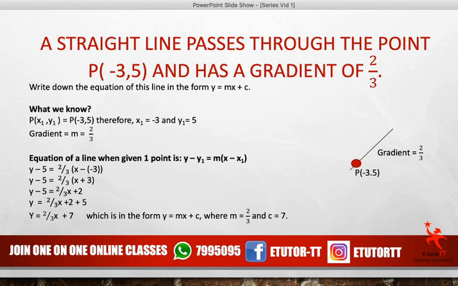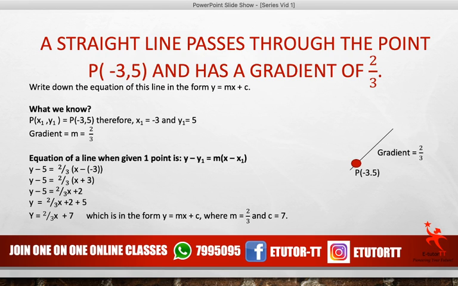A straight line passes through the point P, which is -3, 5, and has a gradient of 2/3. Write down the equation of this line in the form y equals mx plus c. Any questions so far on what we did on the sets question? Because now we're going to do lines. So it's different, gradients of a line, an equation of a line. If you have any questions, go ahead and let me know, and I can always go through it again for you.